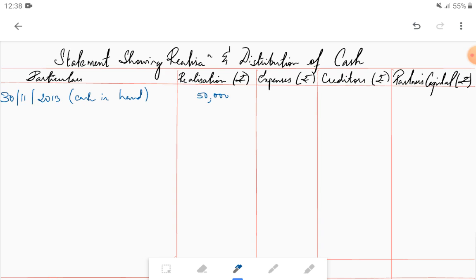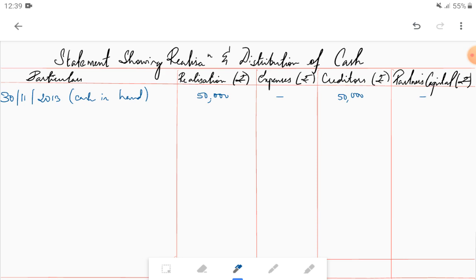So firstly, we'll pay our sundry creditors rupees 50,000. So nothing is paid out of realization to expenses and nothing to your partners as well. Okay, so next, let's move on to the next realization.